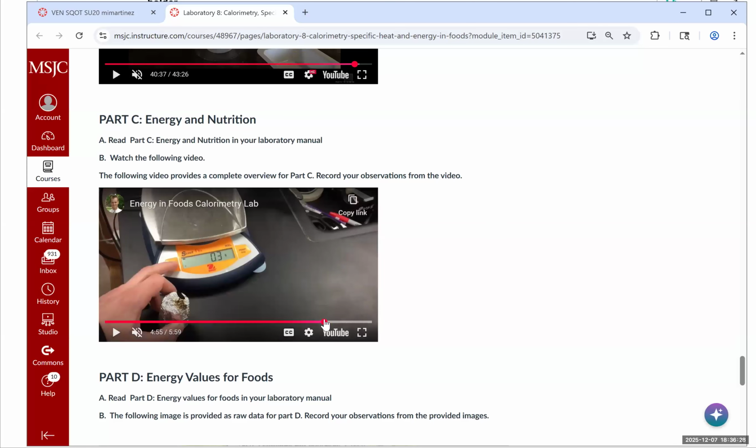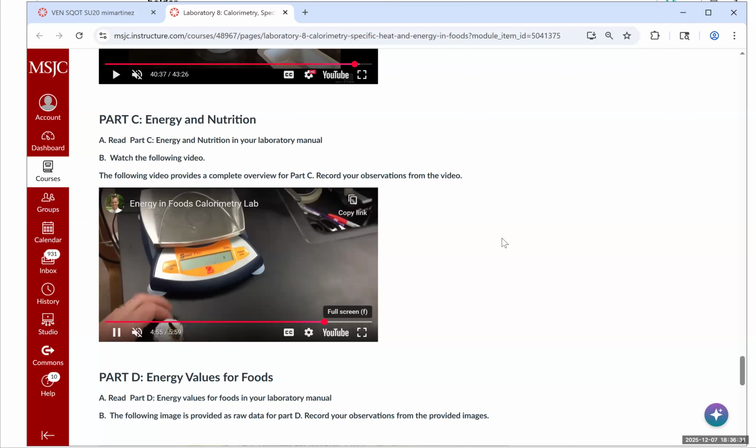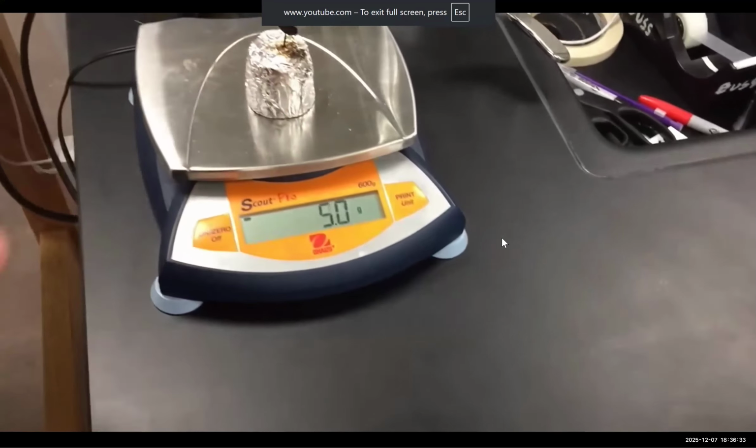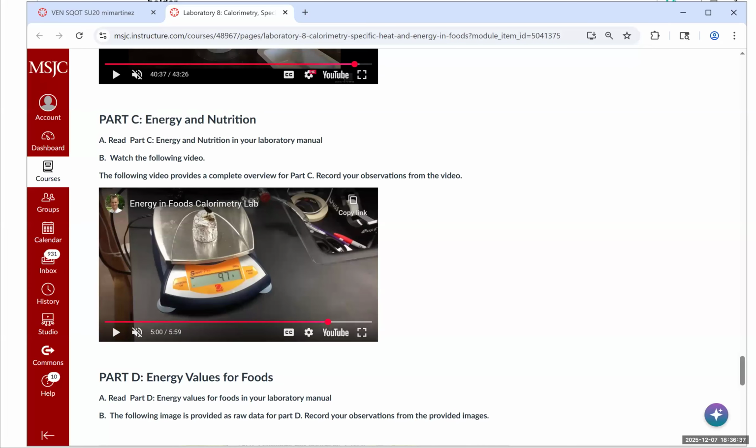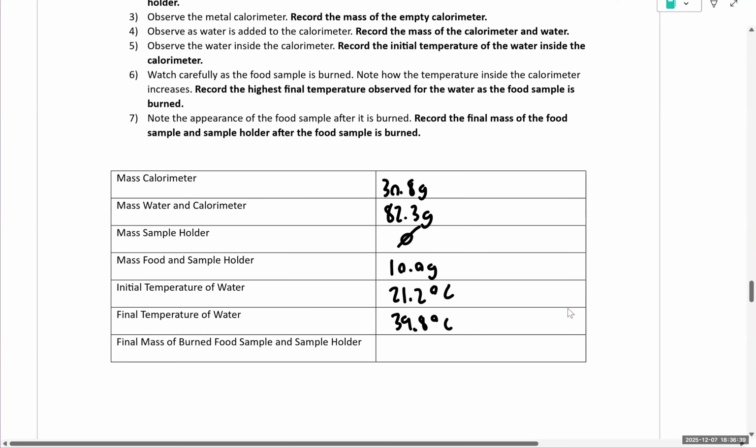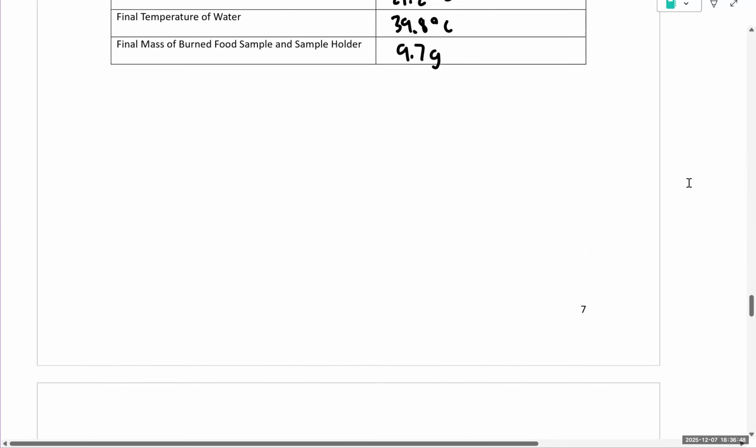So let's write that down. Once again, let's take a view of that. 9.7. Okay, so let's write that down. Okay, we have all the data that we need. Now let's go to the calculations.